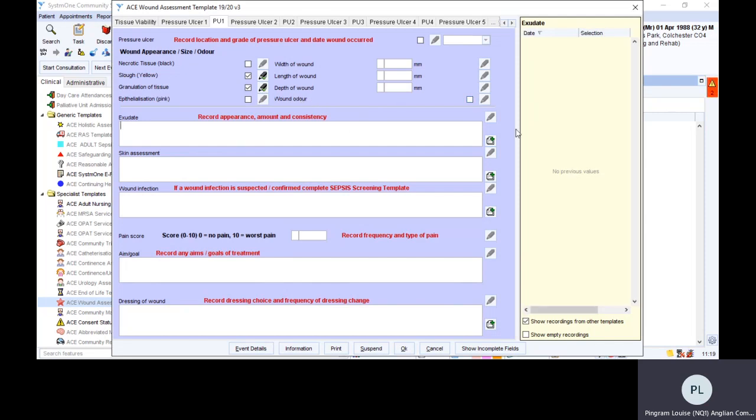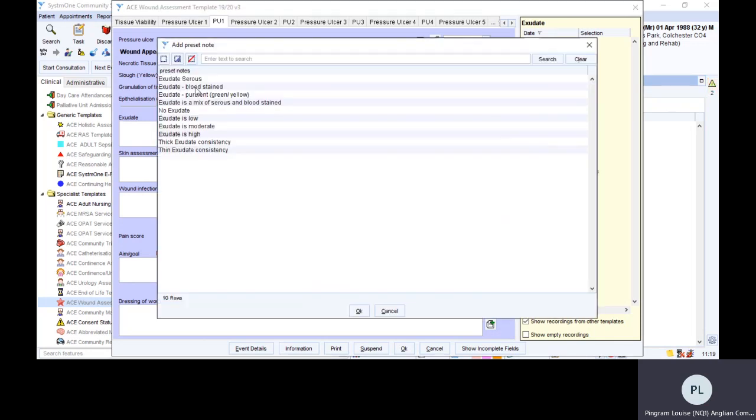We then go down to exudate. So there are presets here. So there's serous, so your straw coloured exudate, whether there was blood stained, whether there was thick green and yellow exudate, or whether there was a mix, whether there was no exudate at all. It then goes into what levels of exudate there are and what the consistency is.